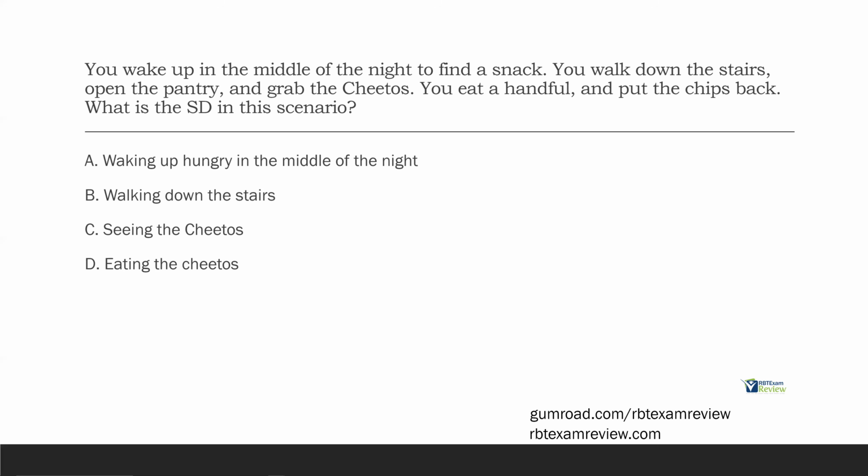What is happening in the question? Well, you wake up in the middle of the night to find a snack. Okay. You're assuming you're hungry, right? You walk down the stairs, open the pantry, grab the Cheetos, eat a handful, put the chips back. So what is the SD here?